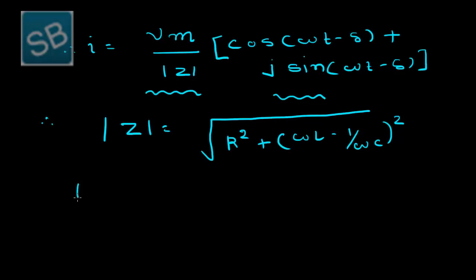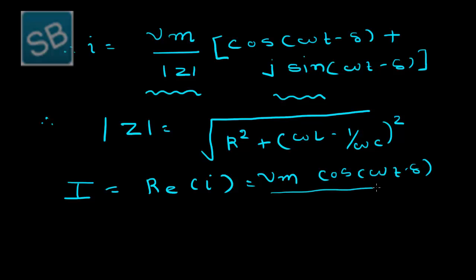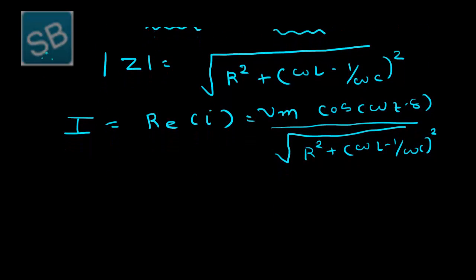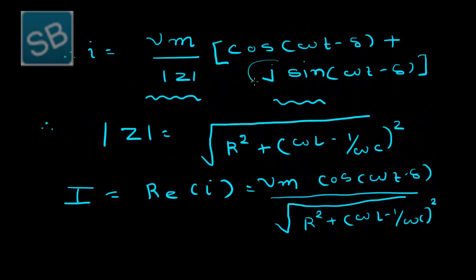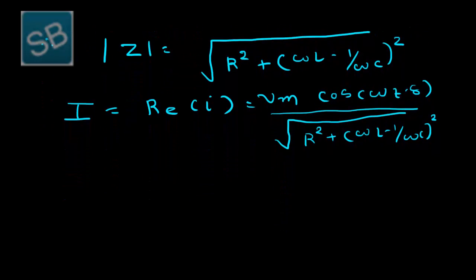Now I am writing my capital current I, which is actually flowing through the circuit. So that is the real part of I, and the real part is related with the cosine value only. So that is equal to Vm cos omega t minus delta divided by mod Z, and here mod Z is the square root of R square plus omega L minus 1 upon omega C, whole square. And see, here I have not considered this imaginary term because I am only interested in finding the value of the real part of I.